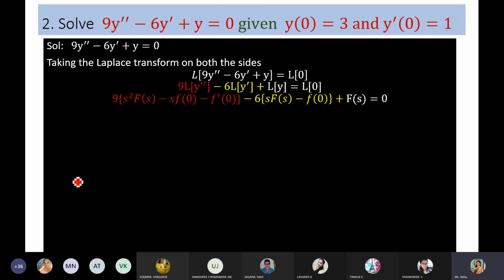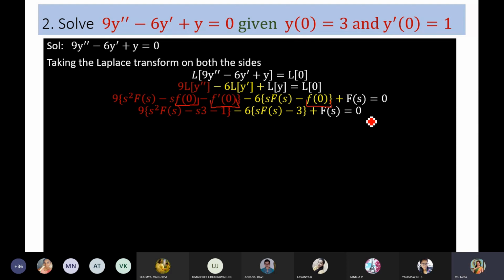See if you can see. What is the value of f of 0? f is y, 3 only. What is the value of f'(0)? 1. Again we have one more f(0), that value will be 3. So we will substitute all the values. So we have 9 into s² F(s) − s into 3 − 1, minus 6 into s F(s) − 3, plus F(s) is equal to 0.